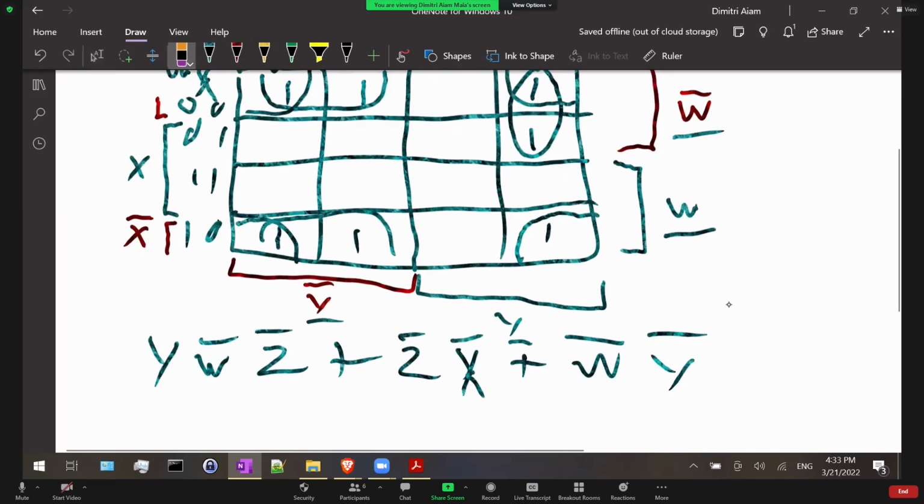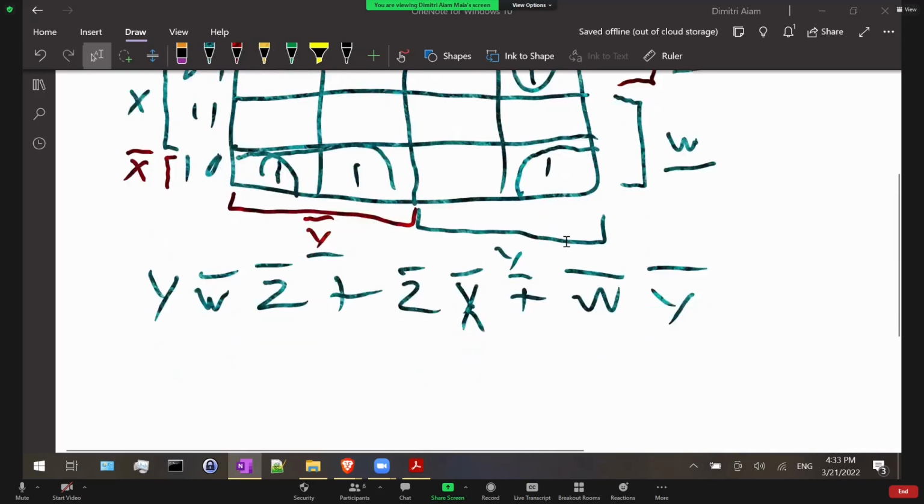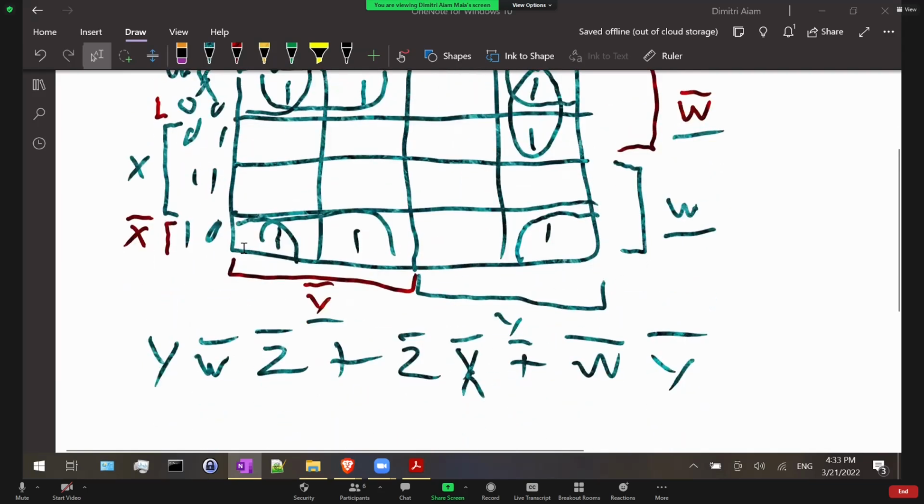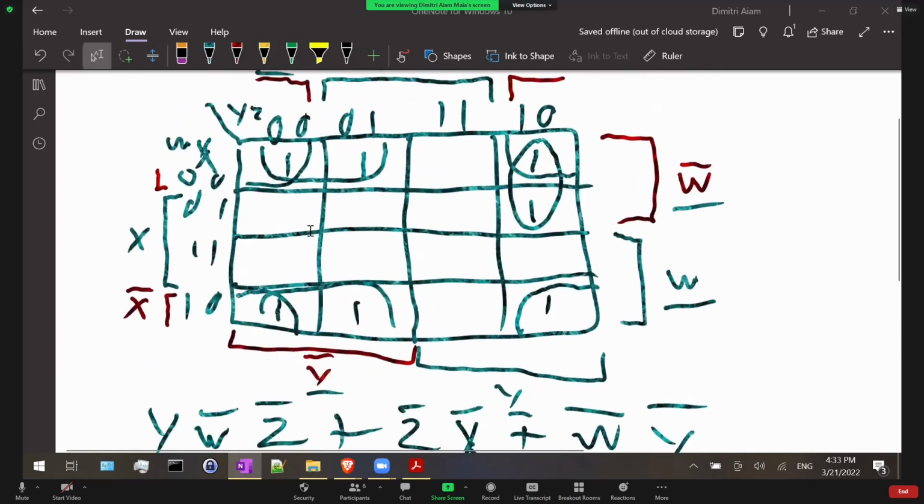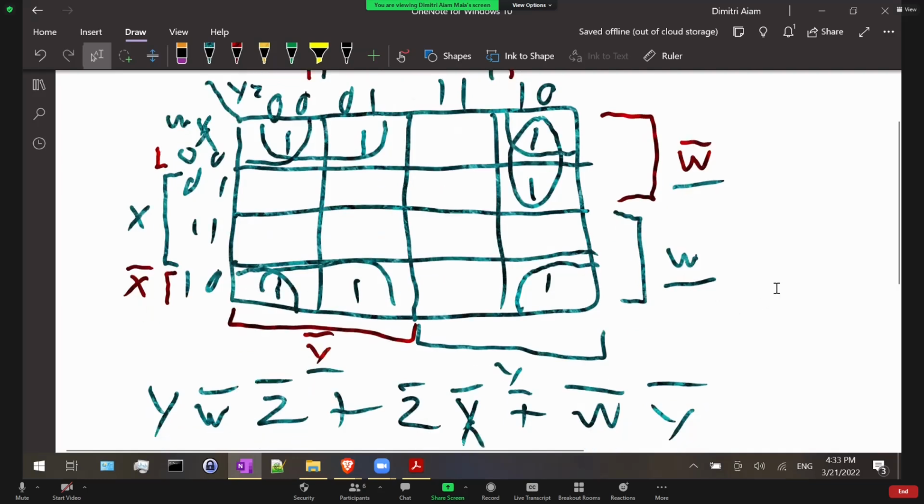For example, WX, W is like the zeros at the left. So it's only true when there's a one at the left, right? That's why you have 1 1 and 1 0 where W is true, because W is first, and for X, 0 1 1 1 is true because that's where X is true. If that makes sense. It's kind of hard to explain without pointing.